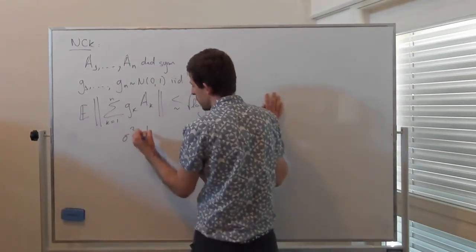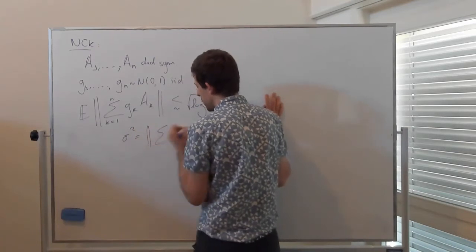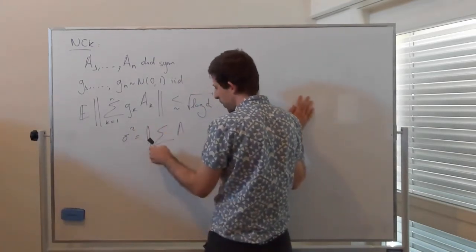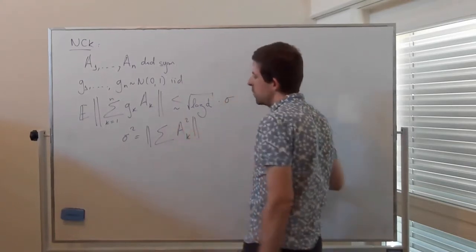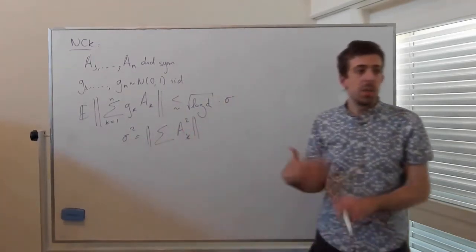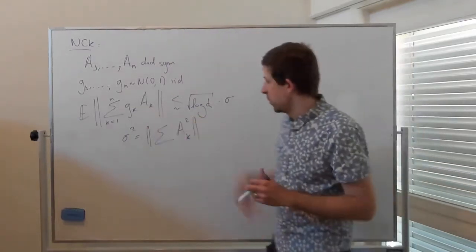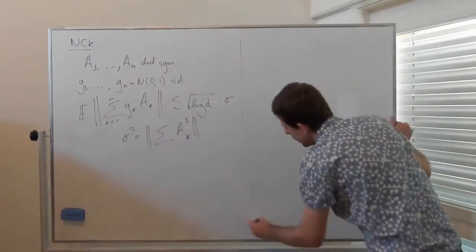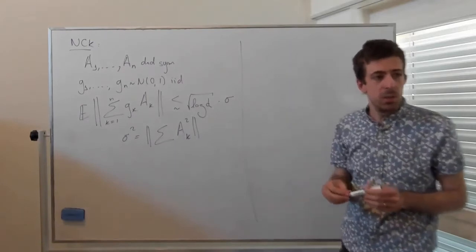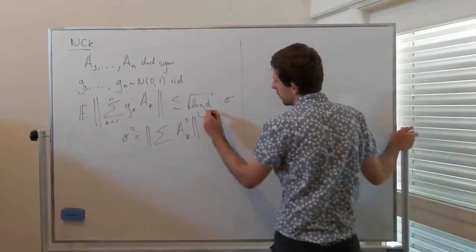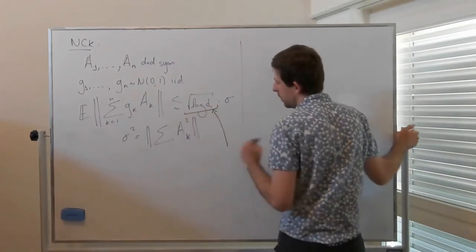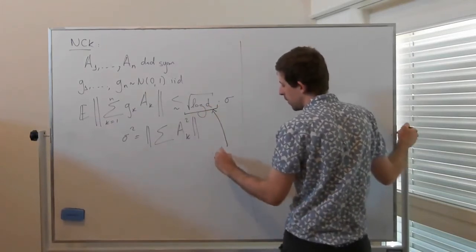Where sigma was this variance parameter. Sigma was the spectral norm of the sum of the Ak squares. This is basically the spectral norm of the expected value of this series squared. And so now the question that we're interested in today is, does this belong? Is this needed?